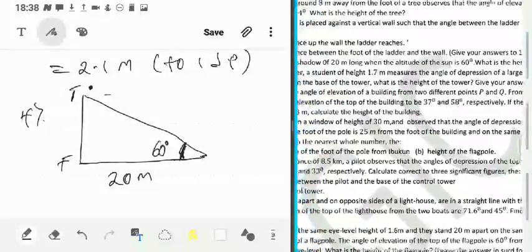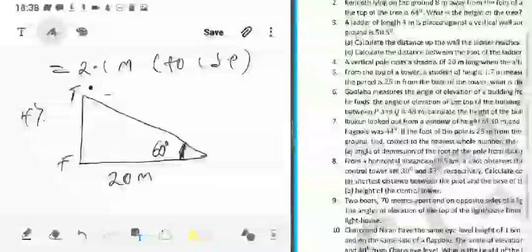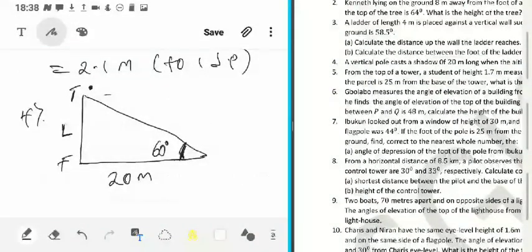So what next? What is the length of the pole? So we want to get TF. This is the pole. Let me use L for length. Let me use S for the shadow. This is the length of the shadow. The shadow extends from this place to this point, and it's 20 meters. So let's get TF, because TF is what? The height of the pole, which is L.